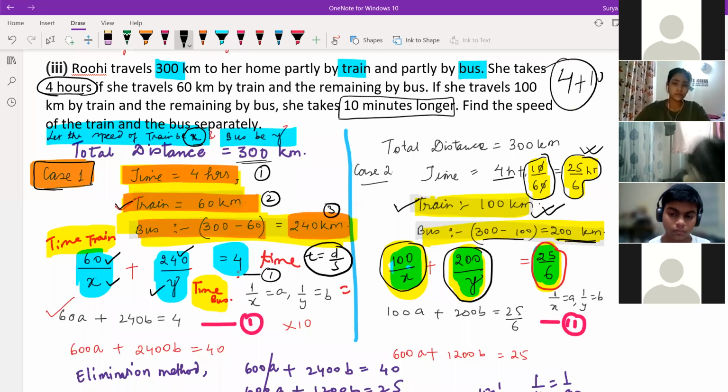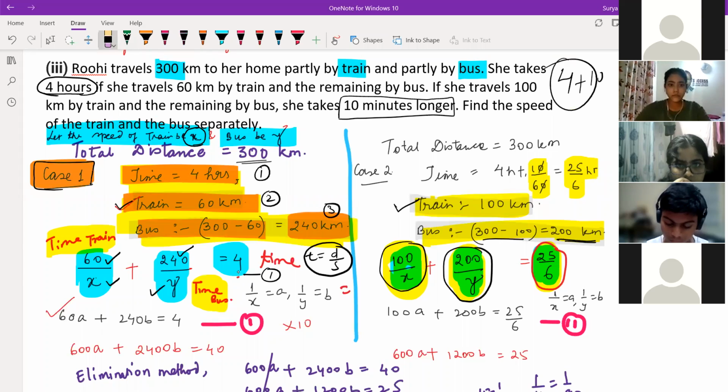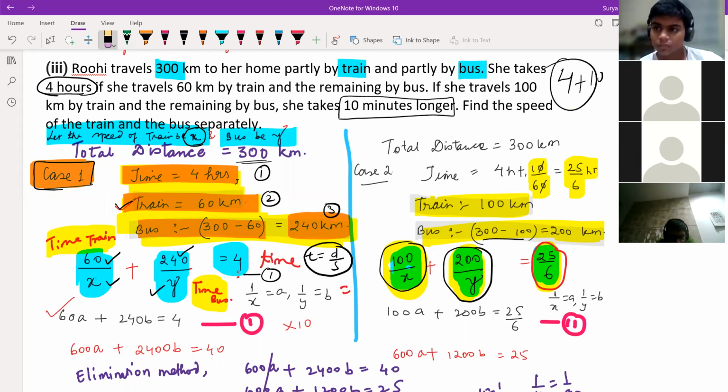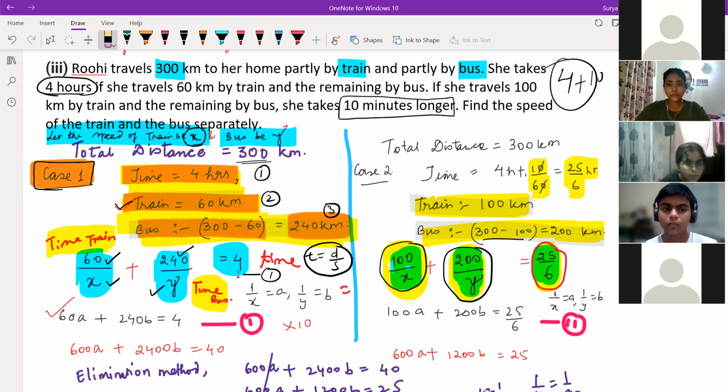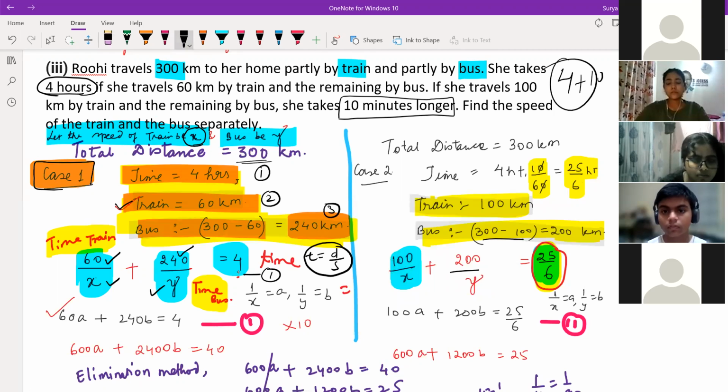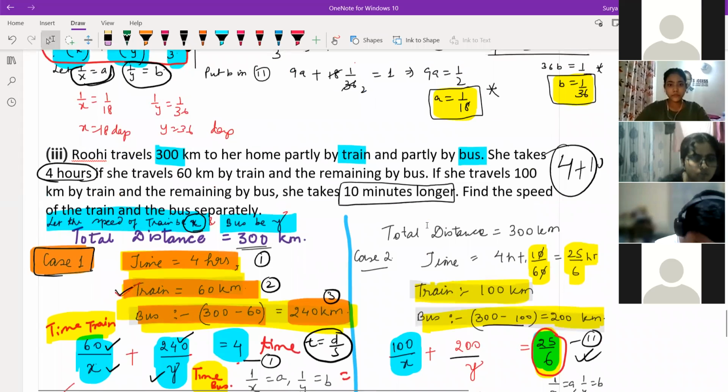Anyone having doubt in this? How is 25 by 6 coming? Is 25 by 6 clear or not? Is it clear to everyone? Anyone having doubt? No, sir. Then you can solve. This is the second equation. This is the first equation. Now try to solve this first and second equation and let me know the answers.